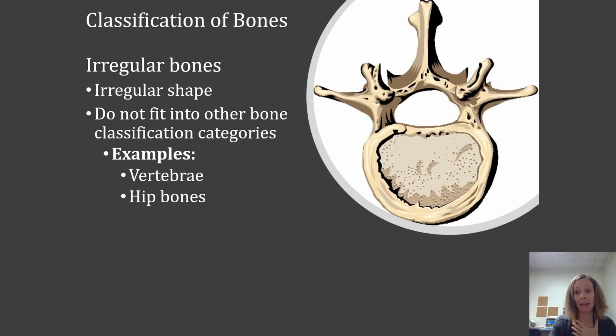Last one is an irregular bone. Irregular bones are oddly shaped. They don't fit into any of the other categories of bone, so that's why we call it an irregular bone. So this would be like your vertebrae. This would be your sphenoid bone in your skull. There's a funny shaped bone that looks like a bat in your skull. It's called the sphenoid bone. That's irregular. It's not any of them. Your hip bones, which are weirdly curved, they don't really fit into any of the categories. So that's an irregular bone.